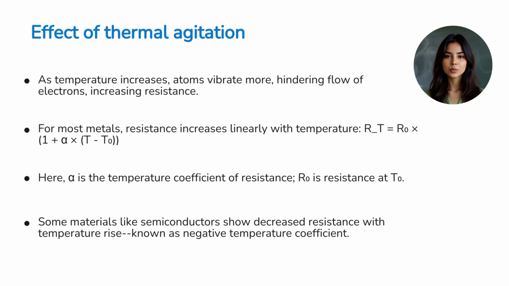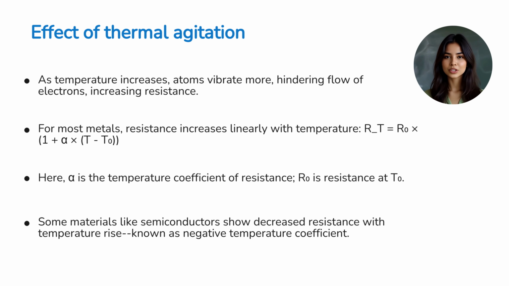It's given by the formula R sub T equals R naught multiplied by (1 plus alpha multiplied by (T minus T naught)), where R naught is the resistance at the reference temperature T naught, T is the new temperature, and alpha is called the temperature coefficient of resistance. It tells us how strongly the resistance changes per degree rise in temperature. In simple terms, higher temperature, higher resistance for metals.